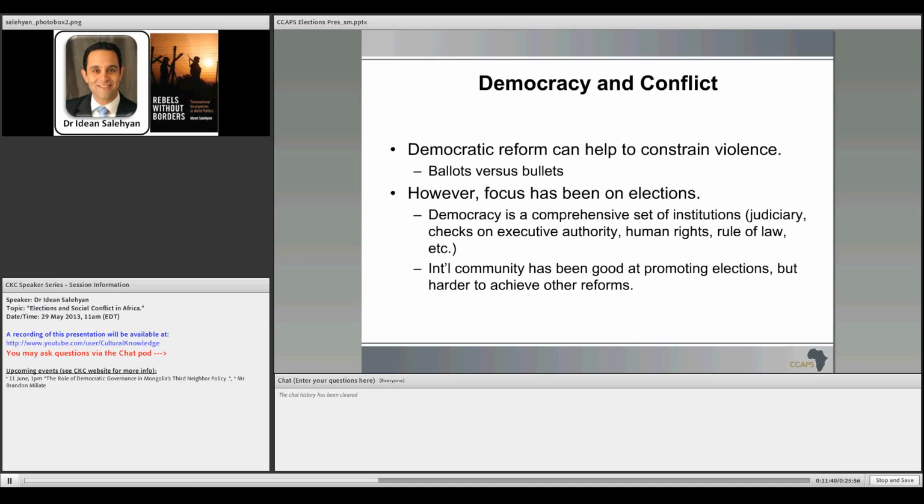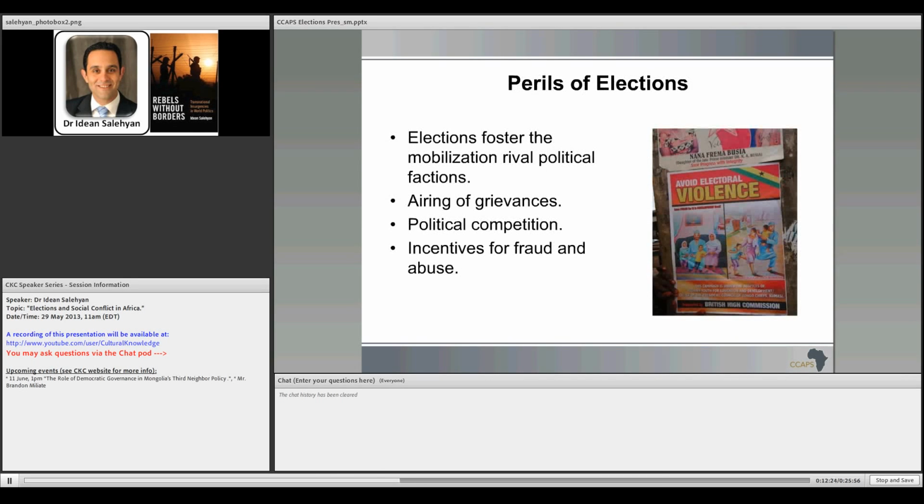But democracy is not just an election. Democracy is a comprehensive set of institutions, including a strong and functioning judiciary that can resolve disputes and settle constitutional matters. It involves constitutional checks on the authority of the executive, and things such as human rights and the rule of law. And that comprehensive set of institutions is, I would argue, much more difficult to achieve than just holding elections. And there are good reasons to think that elections by themselves, absent some of these other important features and trappings of democracy, can actually do more harm than good.